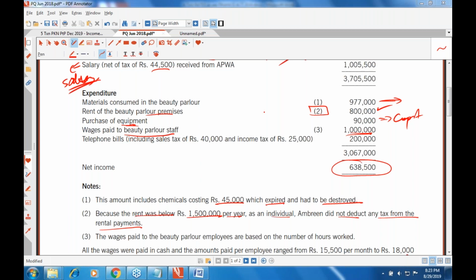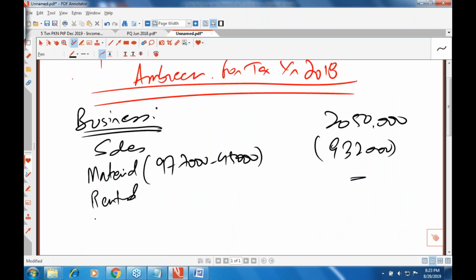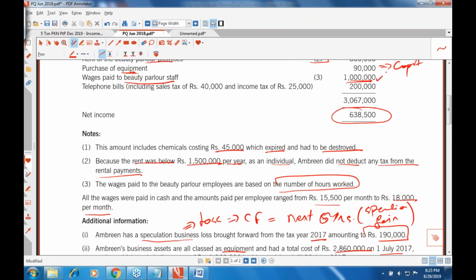Okay. The next situation is basically the wages paid to the beauty parlor. It says wages paid to the beauty parlor are based on the number of hours worked. All the wages are paid in cash and the amounts paid per employee range from 15,500 to 18,000 per month. So if the employees' salaries range from 15,500 to 18,000, that means this is a salary exceeding 15,000 paid in cash. So this is not going to be allowable. So basically the wages which are here are also not going to be a claimable expense, because all of them have been paid in cash.